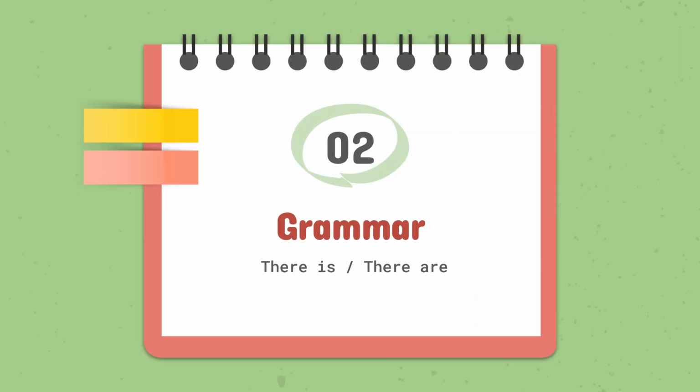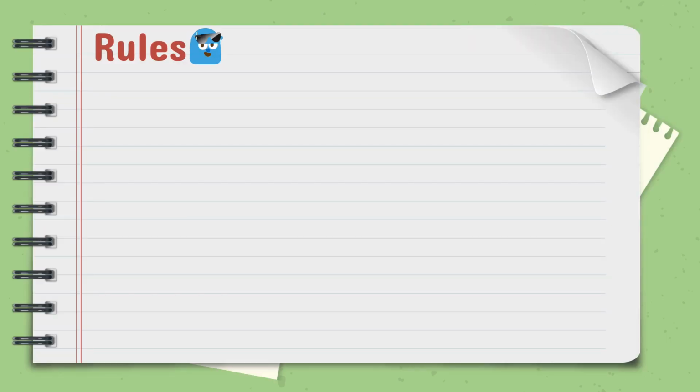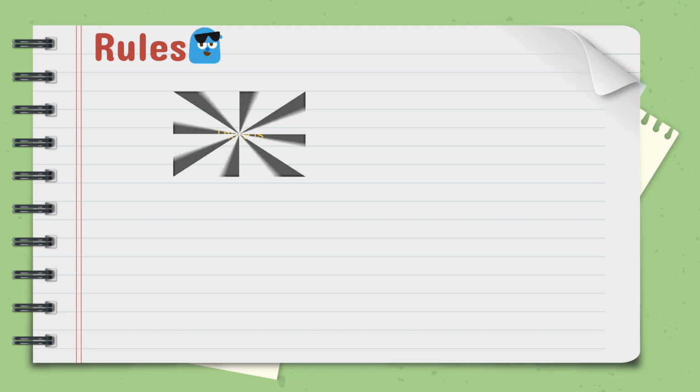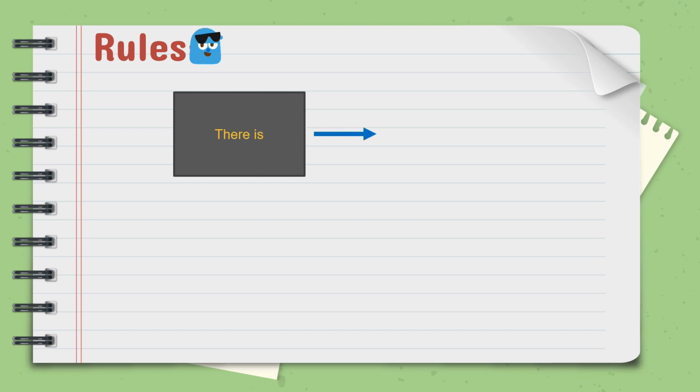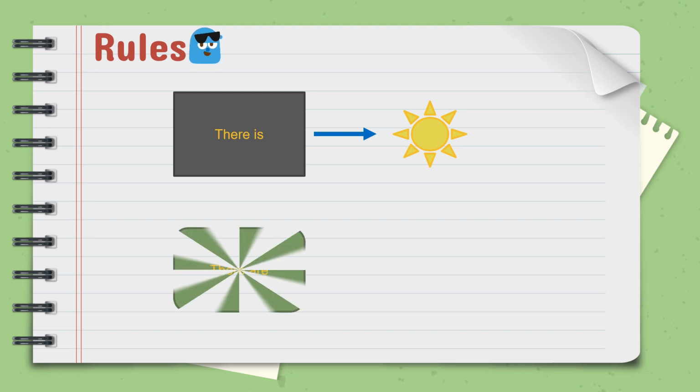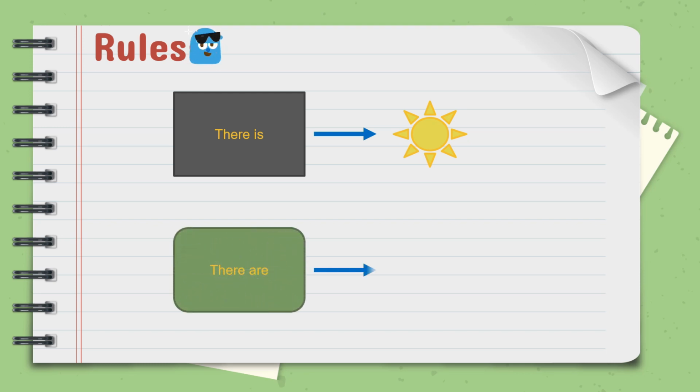Let's look at our grammar, there is and there are. To use there is and there are, you just need to remember this rule. There is refers to one object. So for example, there is a star. If you are using there are, it refers to more than one. So, for example, there are 3 stars.